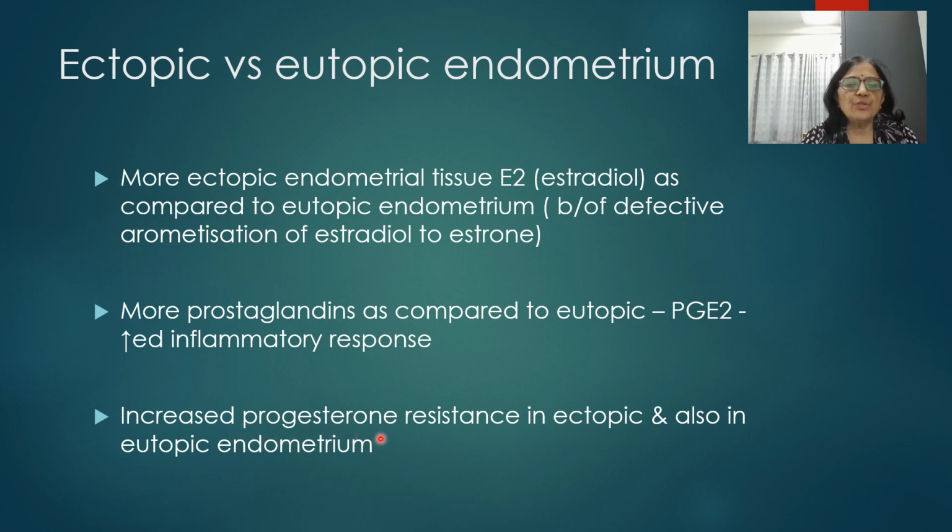Increased progesterone resistance is important. It is a difference between the ectopic and eutopic, and in patients with endometriosis, even the eutopic has increased progesterone resistance as compared to normal patients with no endometriosis. But increased progesterone resistance is much more in ectopic tissue as compared to eutopic tissue. So whenever we are giving progestogens as treatment, we have to give them in a higher dose because of this fact that the ectopic endometrium has relative resistance to progesterone, because the progesterone receptors are fewer in number in the ectopic endometrium as compared to the eutopic endometrium.